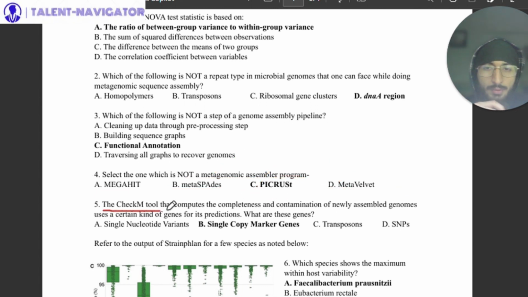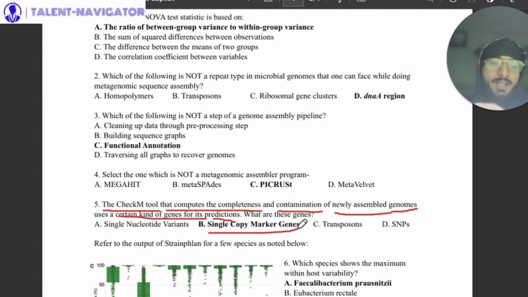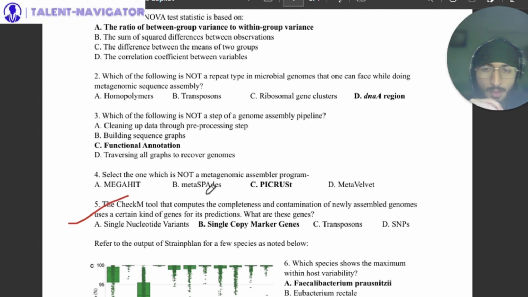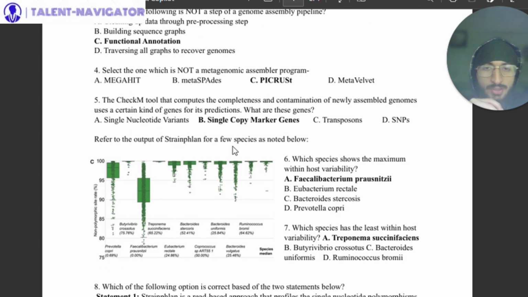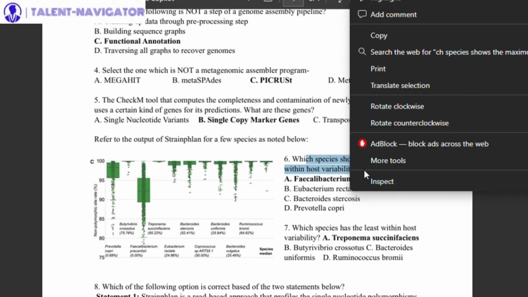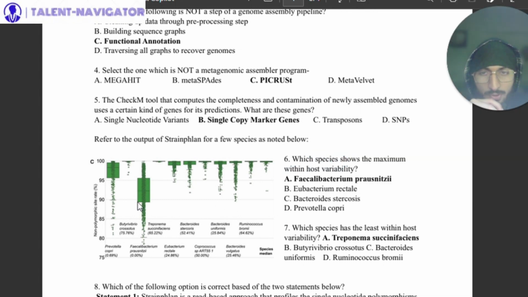Now, the CheckM tool that computes the completeness and the contamination of newly assembled genomes uses a certain kind of genes for its predictions. These are basically SCGs, that are single copy marker genes. Now, refer to the output of StrainPhlAn for a few species as noted below. This is the StrainPhlAn output given here. Which species shows the maximum within host variability? So the answer you can see, this one shows maximum variability.